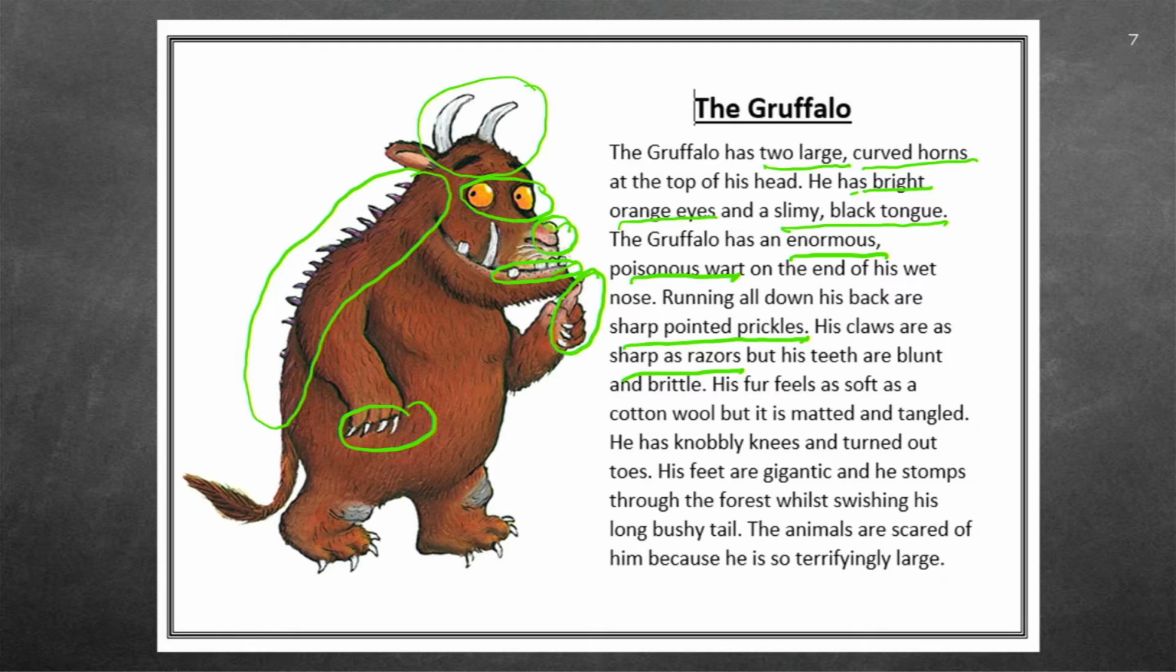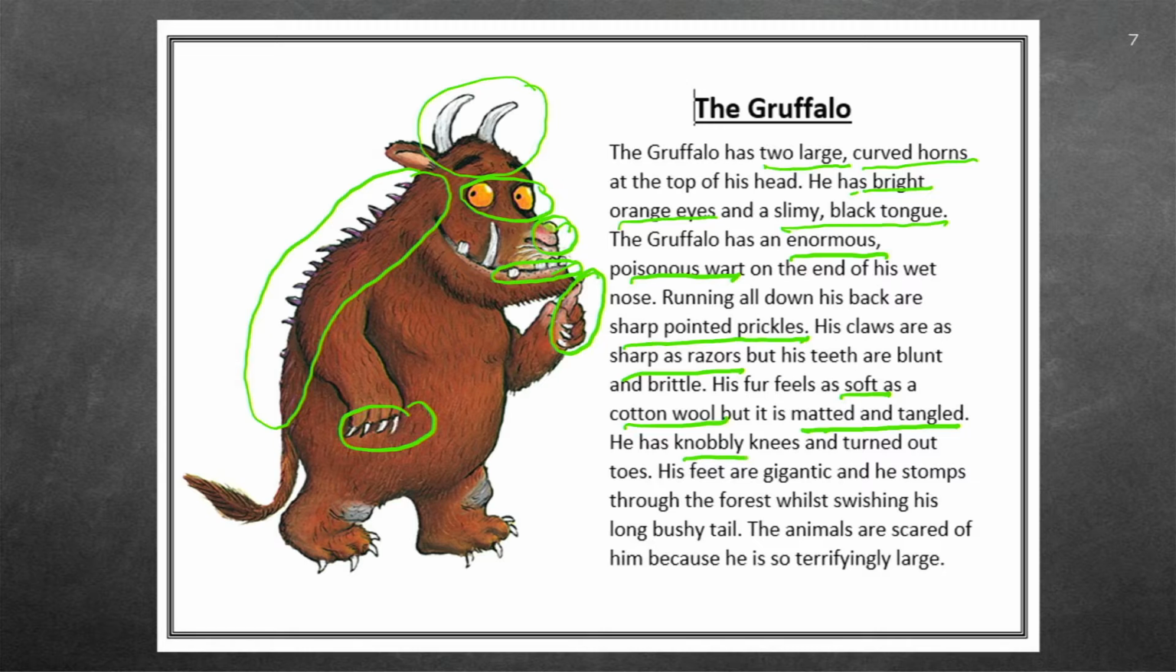Why do you think he's got stompy teeth? Maybe he's eaten too many things, or it makes it quite scary because you think if his teeth aren't sharp anymore, he must have eaten a lot of people or children. His fur feels soft as cotton wool, but it's matted and tangled. So that means obviously he's not brushing his hair in the morning, right?